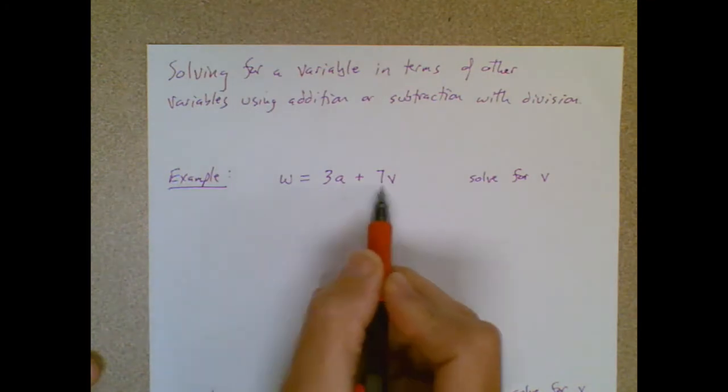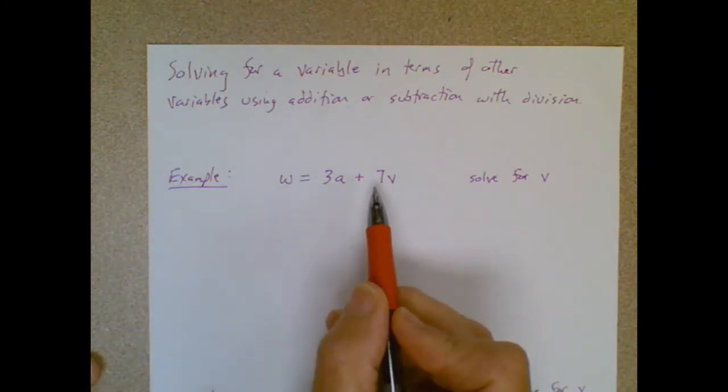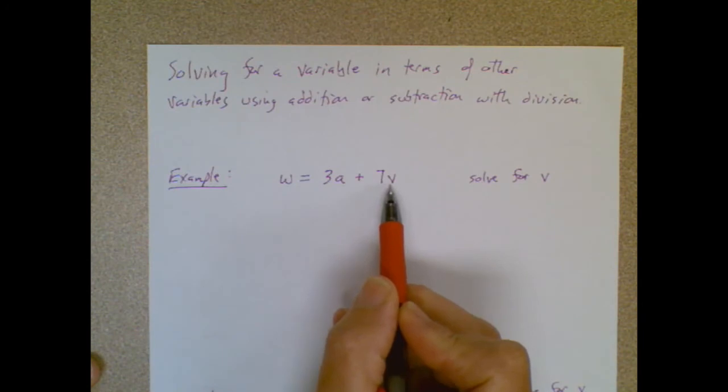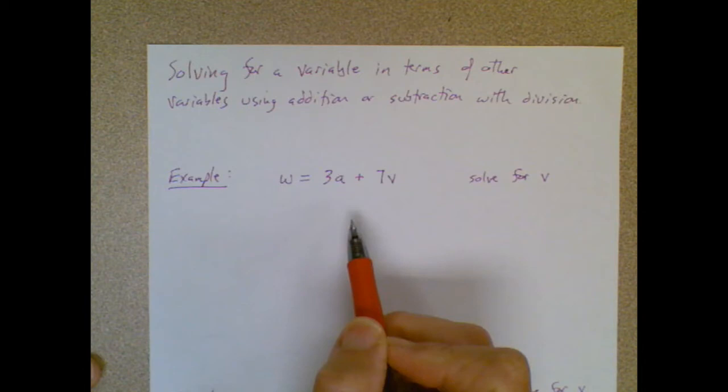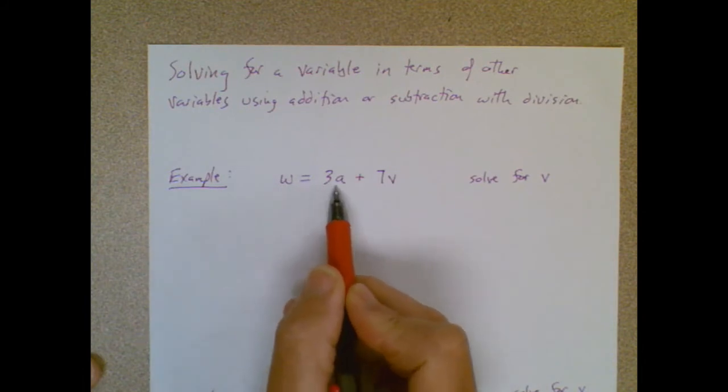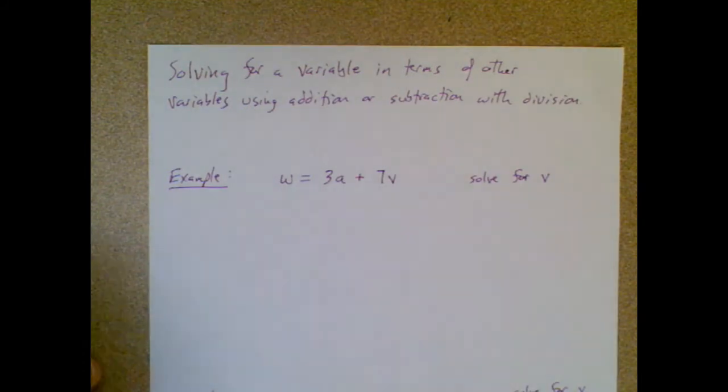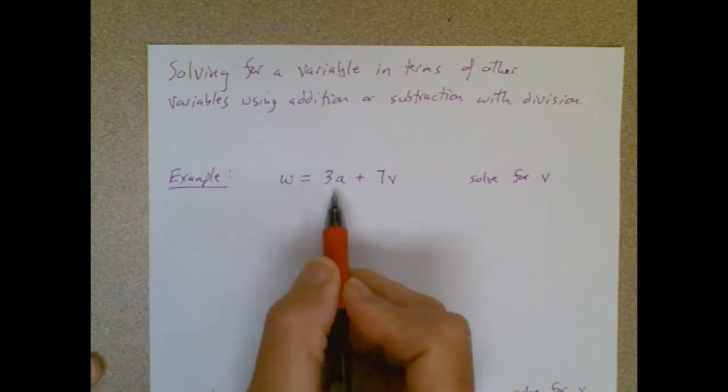So here's our first example. We're going to do two of these. We're going to solve for v, which means I need to get v by itself. So there's two things I have to do. I have to get rid of the 3a, and then I have to get rid of the 7. I'm going to get rid of the 3a first.